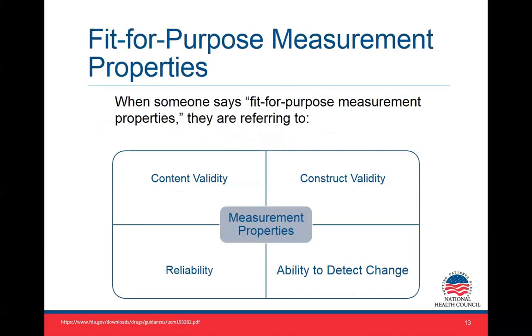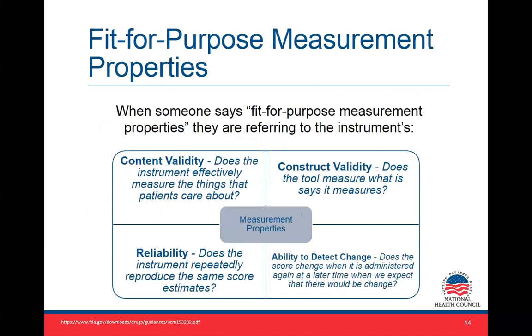When we talk about fit-for-purpose measurement properties, we talk about content validity, construct validity, reliability, and the ability to detect change. That's what we mean when we say, is the tool fit for purpose? When we talk about these properties, these are the 4 most important properties, and we're going to talk about each one in a little more detail. Let's begin with what they mean.